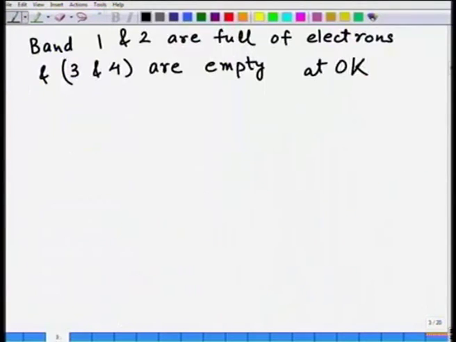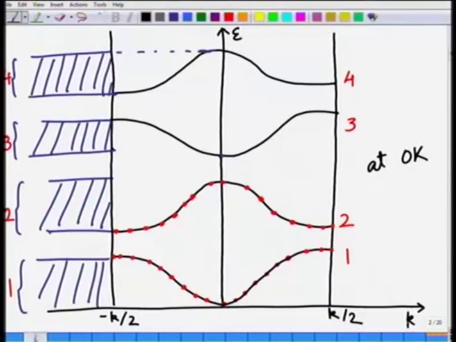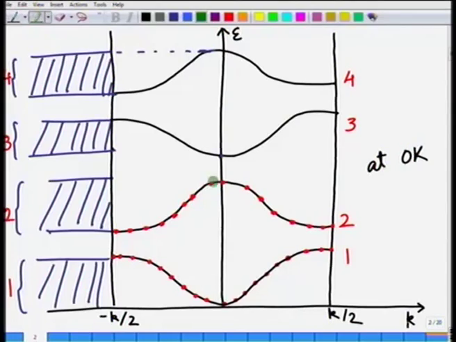Now, suppose I go to room temperature. In this case what happens, since there is some thermal energy, some electrons which are sitting right at the top of the band, say this electron has the highest energy here, and these electrons sitting on the top of the band can now begin to jump. Suppose they jump into the next higher band. So, let us draw that picture also.